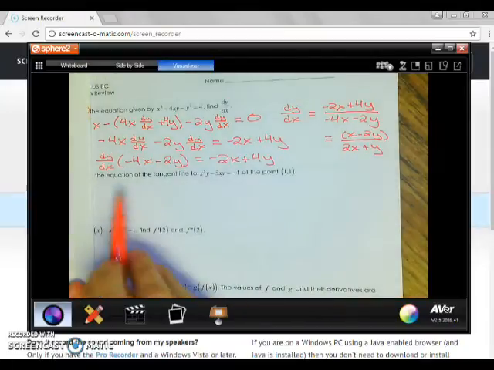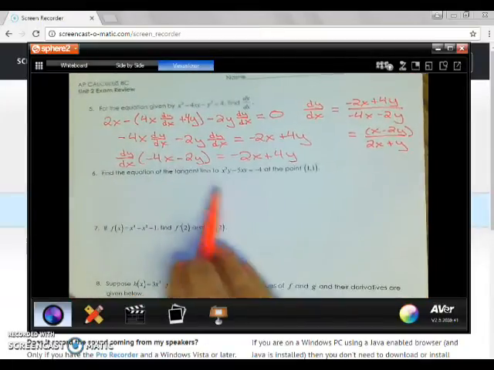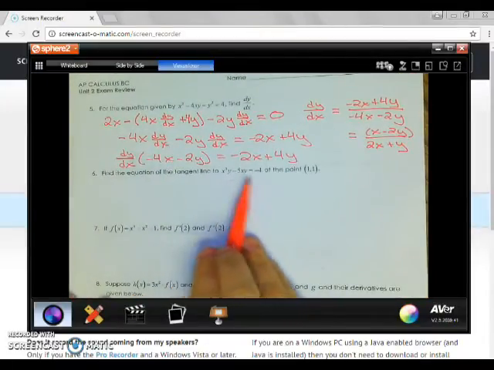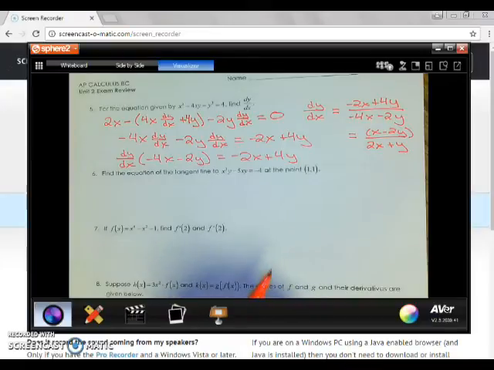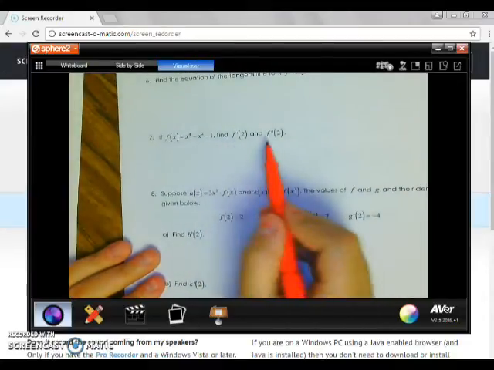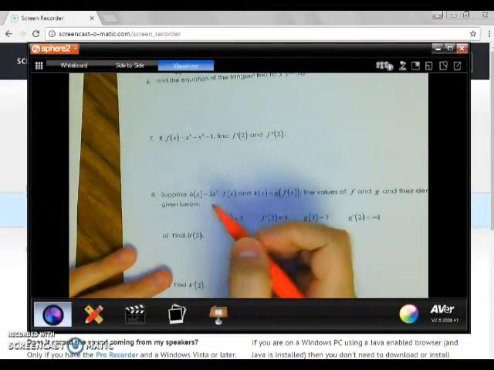Okay, very similar, finding the equation of the tangent line. This is going to be taking the derivative with implicit differentiation, but then you're going to be plugging in. All right, let's take a look, skipping down. Number 7 is a good one just because it's asking you to take multiple derivatives.